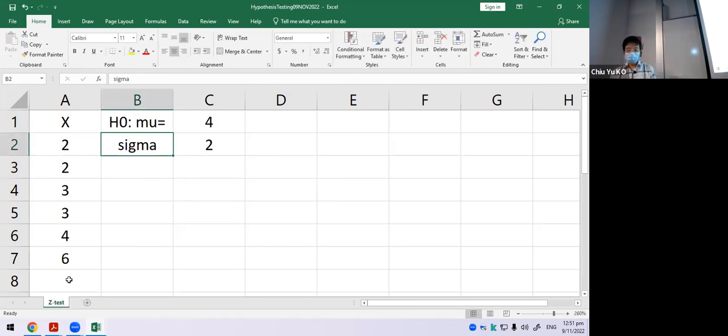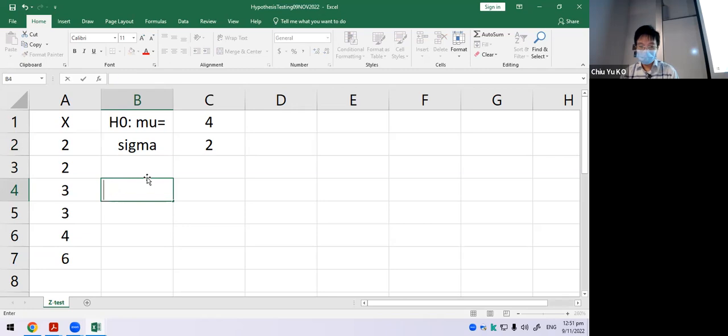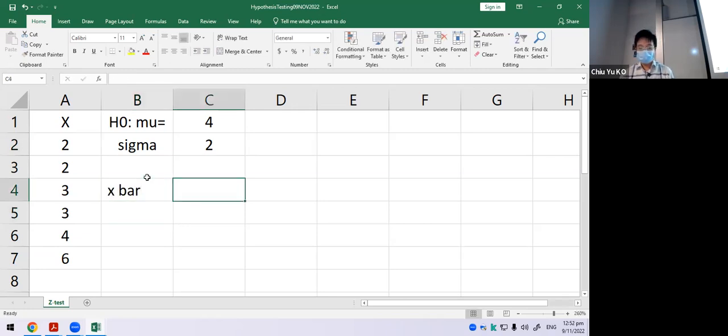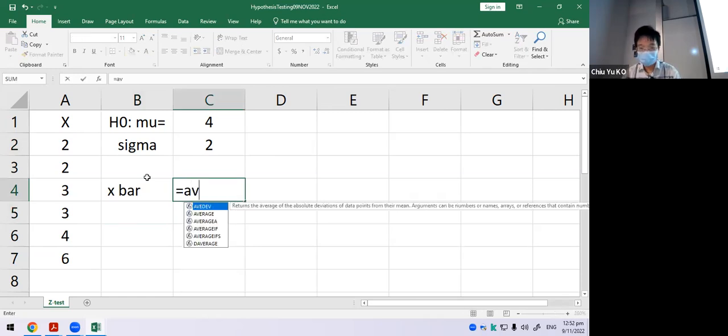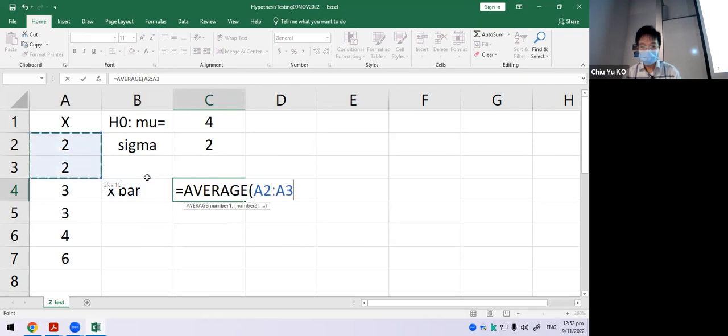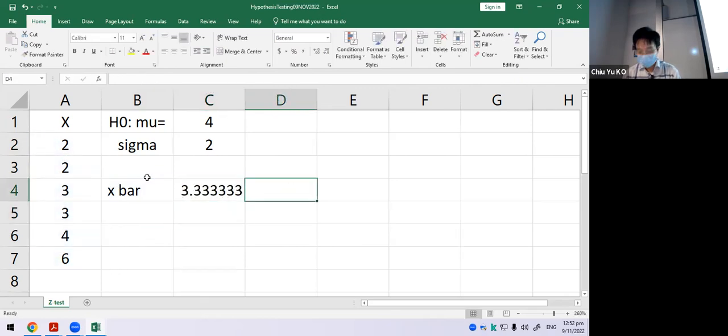So how can we start, right? We know this is a one sample test. How can we do it in Excel? Okay, the first thing to do is to look at the X bar, right? Sample mean, X bar. What's X bar here? X bar is the sample mean, so that's why it says average. So that will be average.